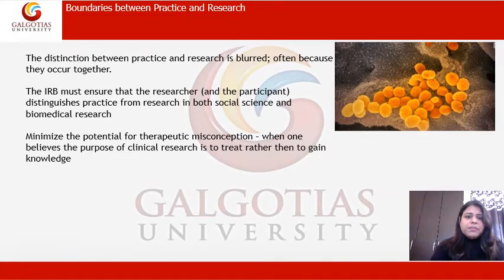Boundaries between practice and research. The distinction between practice and research is blurred often because they occur together. The IRB must ensure that the researcher and the participant distinguish practice from research in both social science and biomedical research. This minimizes the potential for therapeutic misconception, where one behaves as if the purpose of clinical research is to treat rather than to gain knowledge.